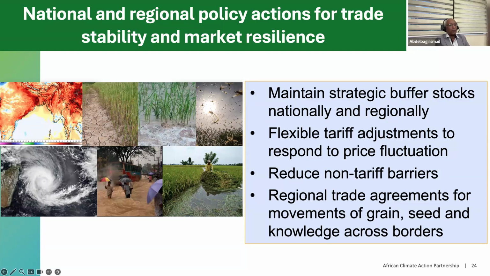We have to have flexible tariff adjustments to respond to price fluctuations. In Africa, as you see, in most cases, when there is a scarcity, the taxes also go up, and things become just more difficult. Reduce non-tariff barriers. Many countries are putting those in place mainly either to control the market or for political reasons.